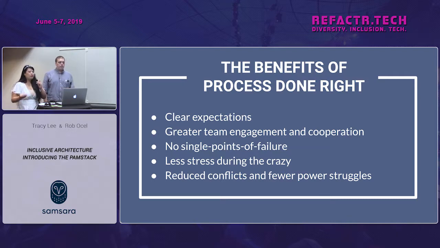So again, if you look at that, if you're doing process consciously and deliberately, that means that all of a sudden your team has clearer expectations, which makes you happier. There's expanded team engagement and cooperation. There's also less single points of failure, which is really helpful. Also less stress during those crazy times, right? And hopefully also reduces conflicts and power struggles.